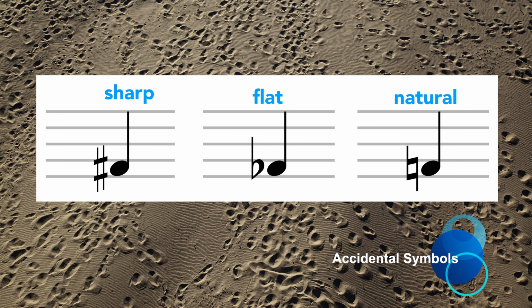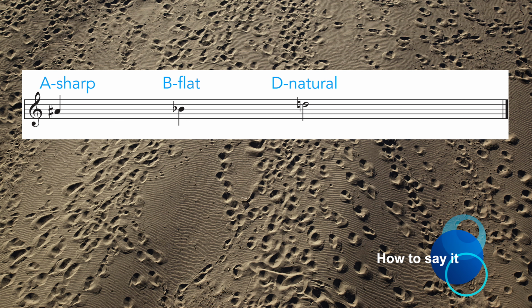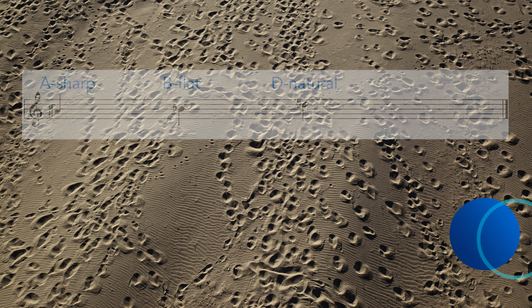Let's get started. To indicate raising or lowering of pitch, an accidental symbol is placed on the note's left side. The sharp, flat, and natural are the most common accidentals. How exactly do you say it? Speak the letter name of the note followed by the accidental. For example, say A sharp, B flat, D natural, etc.